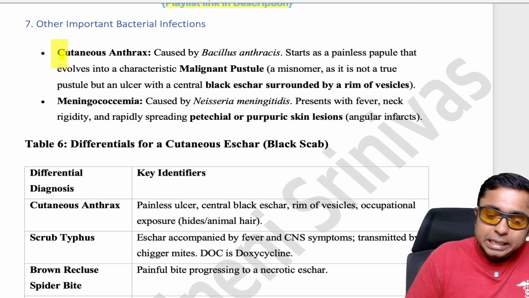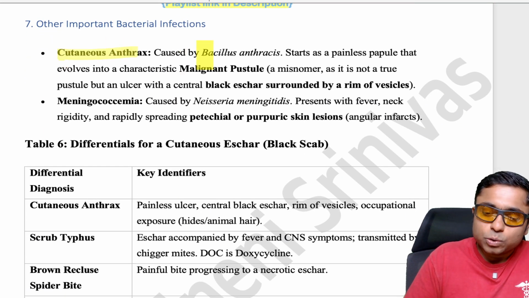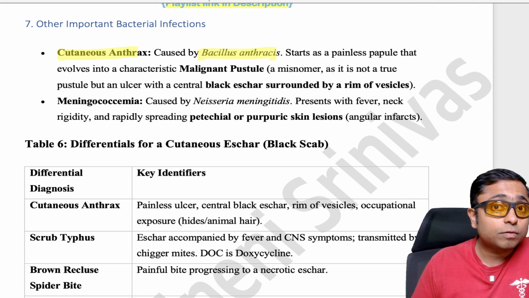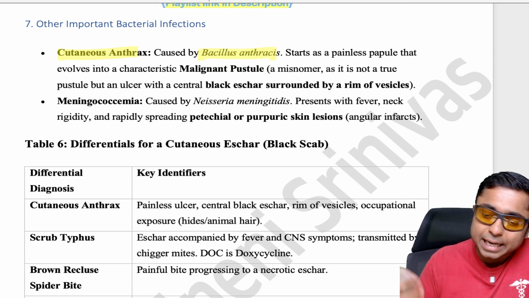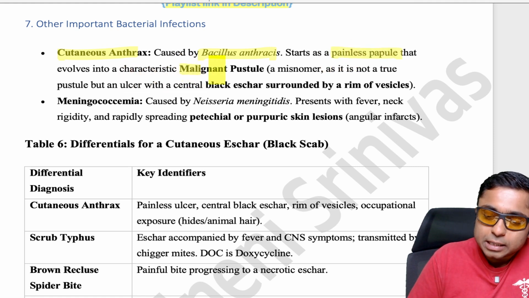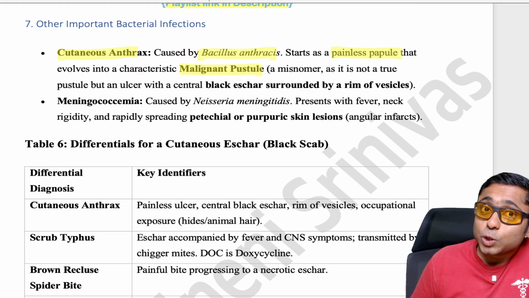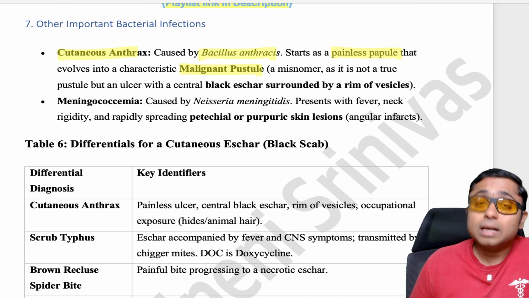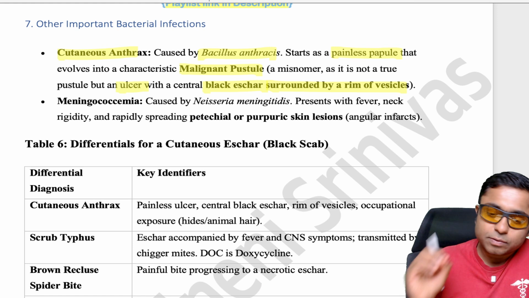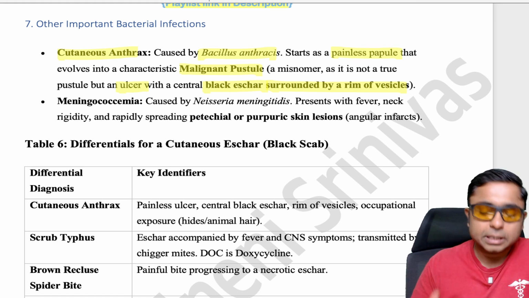So next, cutaneous anthrax. This is also very important. Remember, Bacillus anthracis is the causative organism, and there is an association with persons who have contact with cattle. It starts as a painless papule that ultimately evolves into the characteristic malignant pustule. Remember, this is a misnomer because it is neither malignant nor a pustule. It is not a true pustule but an ulcer with a central black eschar, again black eschar, surrounded by a rim of vesicles. Very characteristic description. You have to remember this description.